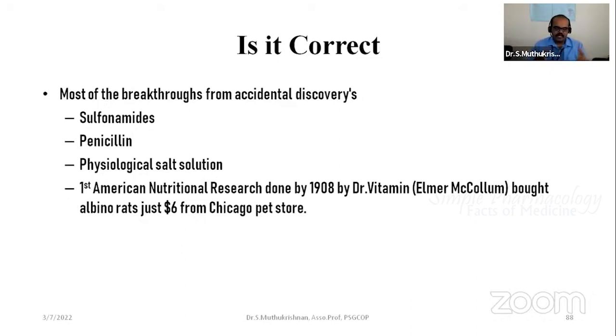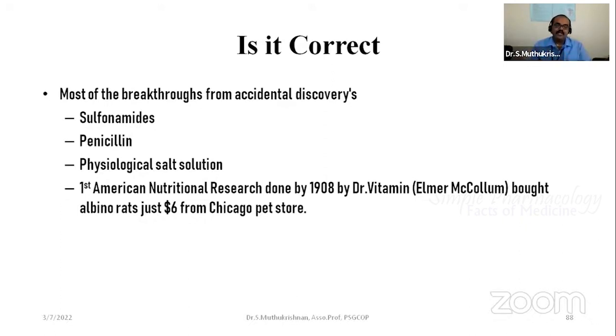I want to explain with a better example. Elmer McCollum was the first person to do nutritional research in mice, in 1908. He never brought the animals from an authorized center. He never maintained any enrichment program. He never maintained the animals in a specific condition. He had no IAEC form, nothing. But having basic knowledge, he brought the animals from a simple Chicago pet store for just $6 only. He carried out the study, and the nutritional research was published.